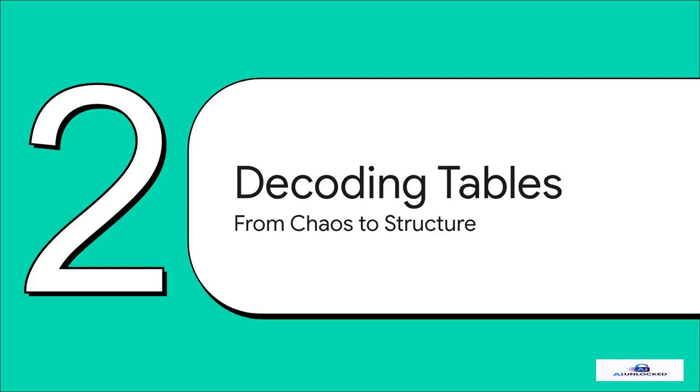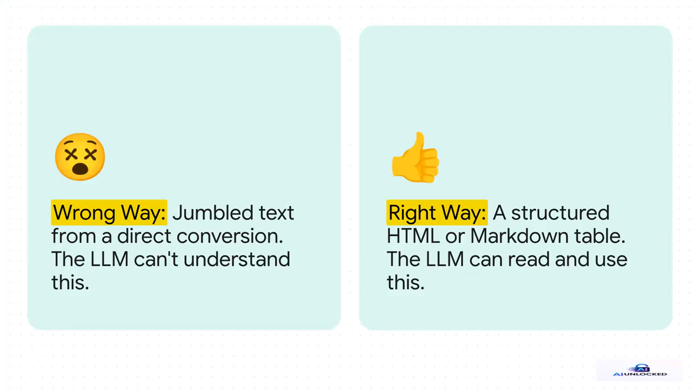Let's move on to decoding tables the right way. It's all about turning that chaos back into clean, beautiful structure. And this slide says it all, really. On the left, you've got that jumbled mess we were just talking about. That's what most RAG systems see. But on the right, that's our goal. It's a clean, structured format like Markdown. An LLM can actually read the table on the right and give you an accurate answer. The difference is night and day.